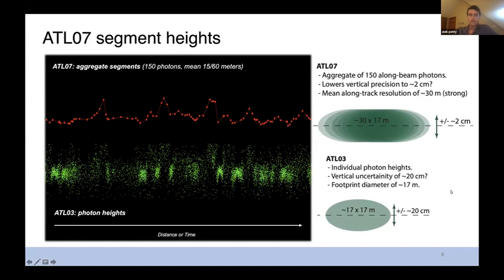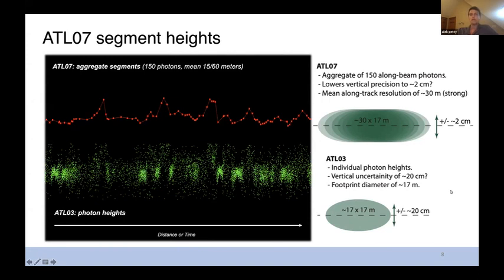Yeah, and so this is a nice example of the difference between the two data sets that Marco produced. On the bottom left, we have the ATL3 photons, and above that is the equivalent ATL7 segment heights.